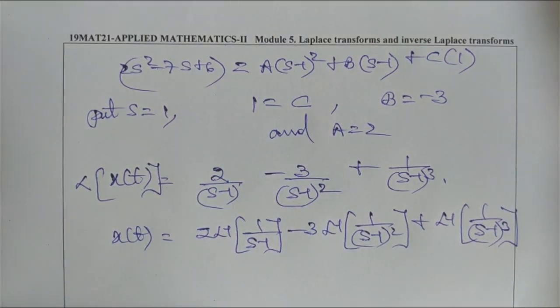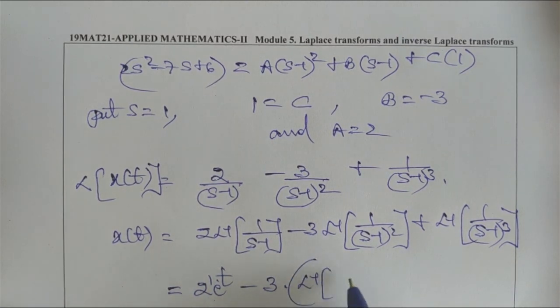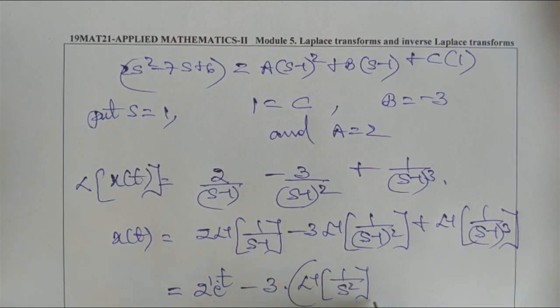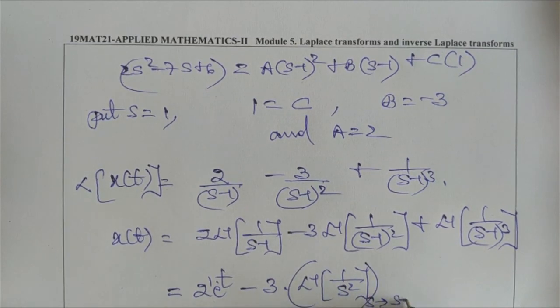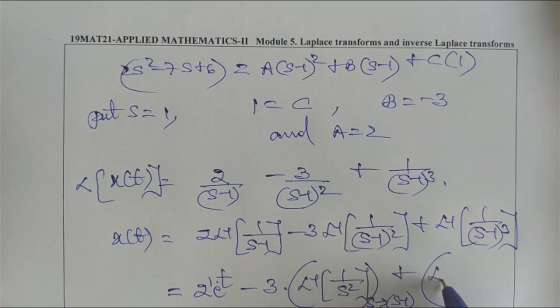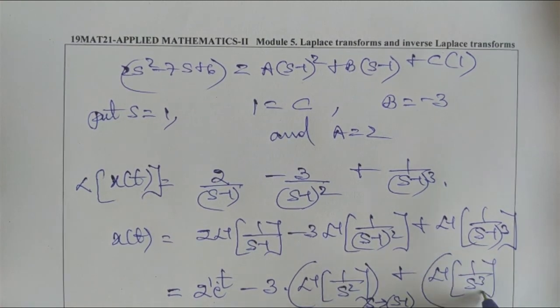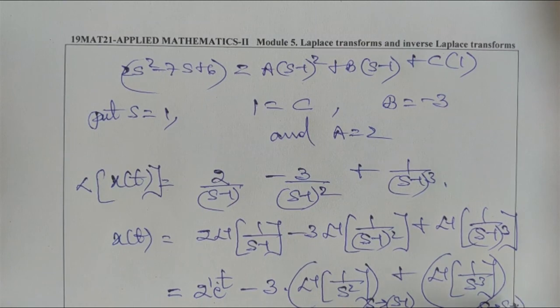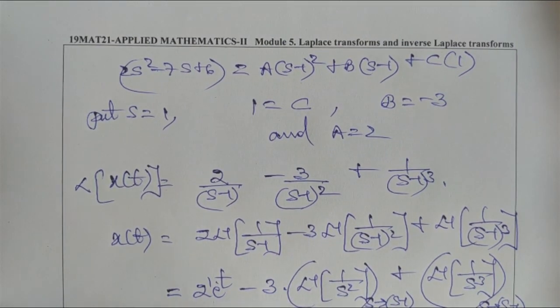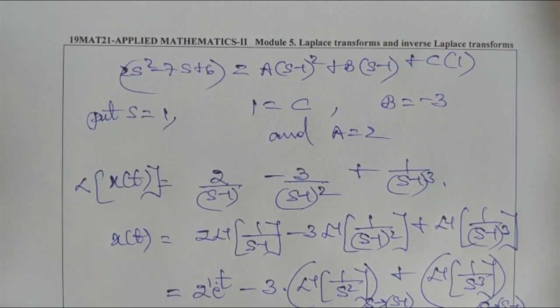This can be written as 2 into e to the power of 1 into t, then minus 3 into L inverse of 1 divided by s square, where s tends to s minus 1, plus L inverse of 1 divided by s cube, s tends to s minus 1. Now what happens? 2 into e to the power of t minus 3 into e to the power of t into t to the power of 1 divided by 1 factorial plus e to the power of t into t square divided by 2 factorial.